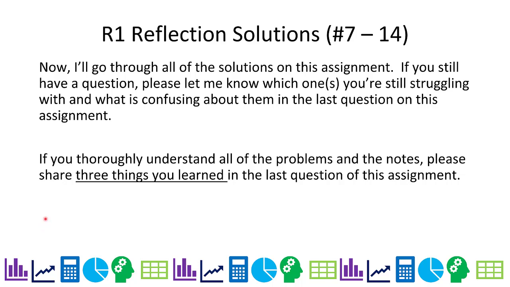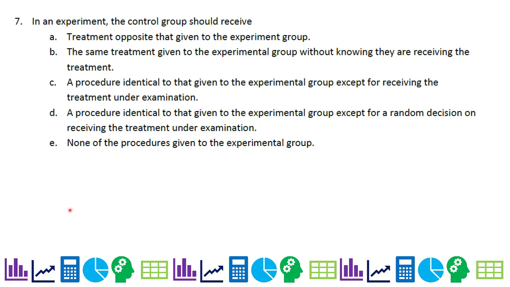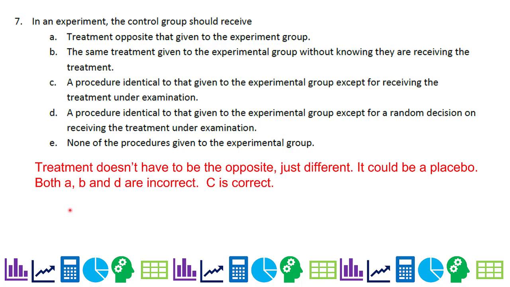So here are the solutions for problems 7 through 14 on your review. In an experiment, the control group should receive, it says treatment opposite, same treatment. So let's talk about the treatments. The treatments don't have to be opposite, just different. It could be a placebo is the best choice.